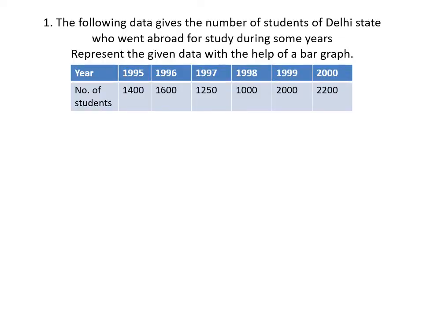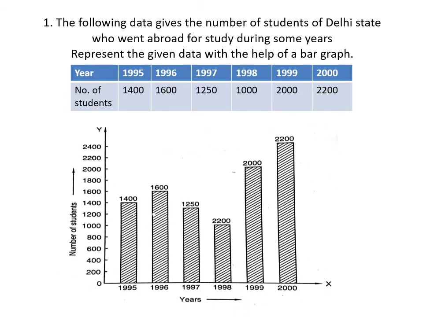Now here is one example which gives you a clear idea about the construction of the bar graph, that is, graphical representation of the data. The example gives the number of students of Delhi state who went abroad for study during some years. You have to represent the given data with the help of a bar graph. Here in the year 1995, 1400 students, and in the year 1996, 1600, and so on. You can see the figures clearly written on the slide.